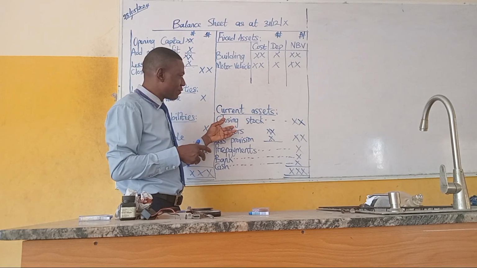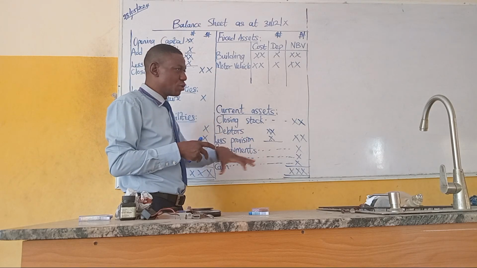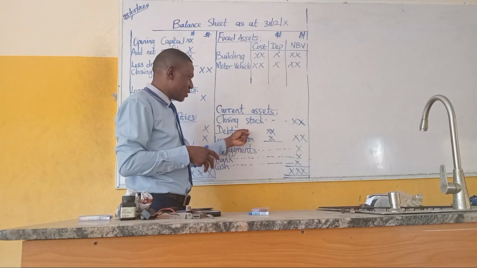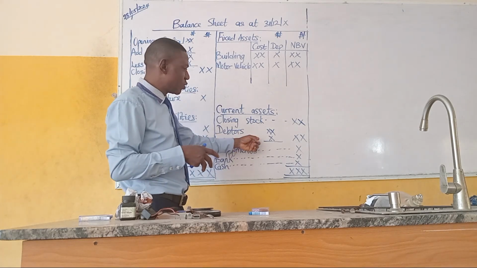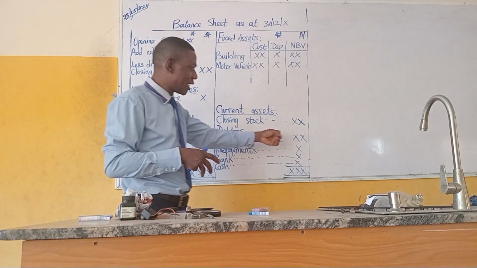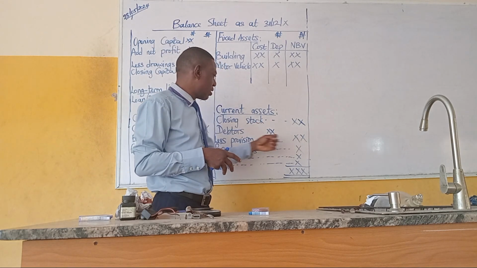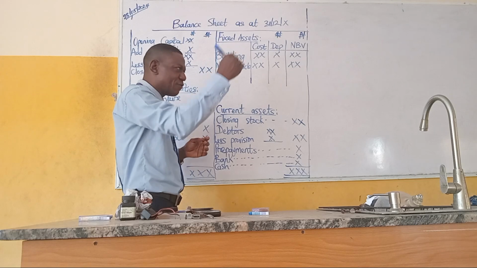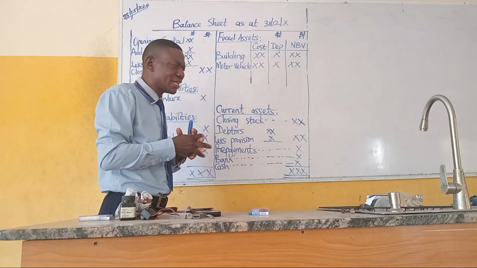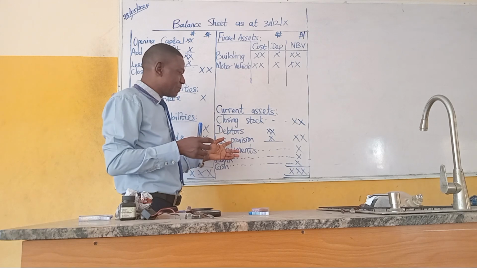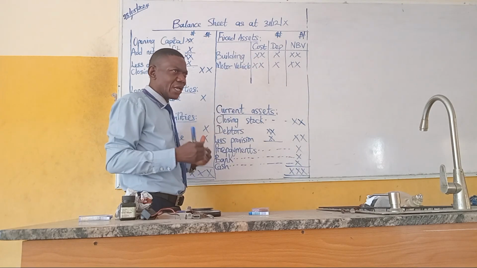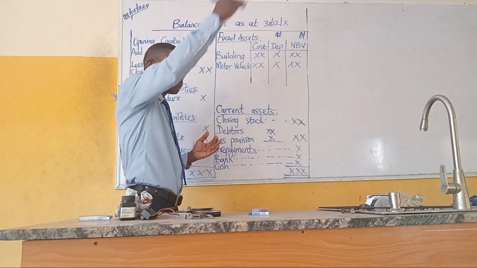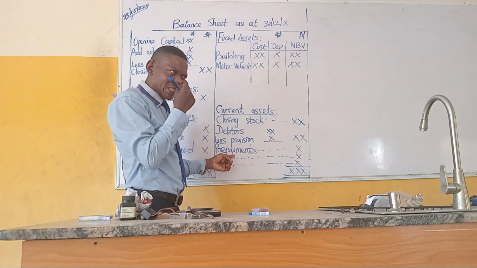So examples, we have closing stock. The closing stock which was not used this year, we will transfer to next year. We also have debtors. Then we have to subtract provision for bad debts from debtors in order to be able to ascertain our actual net debtors. Then we also have prepayment. Prepayment means when you are paying ahead for services that have not been rendered for you at all. If you are still in this year, 2024, and you decided to pay for next year, that is prepayment.